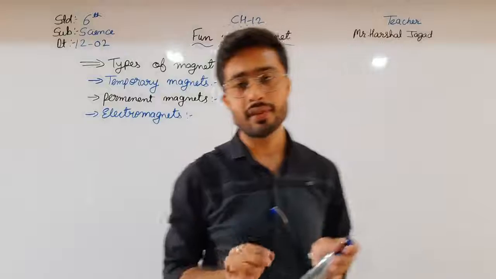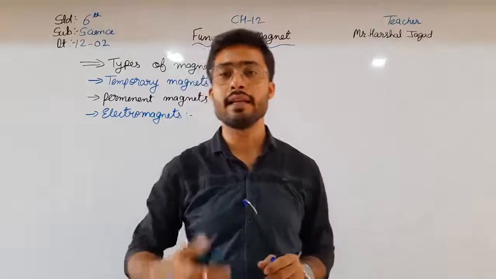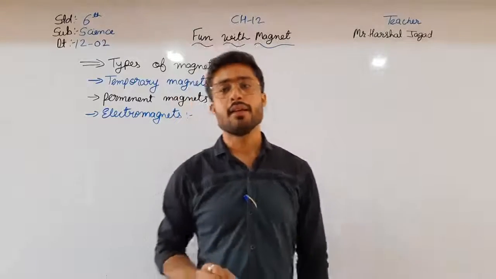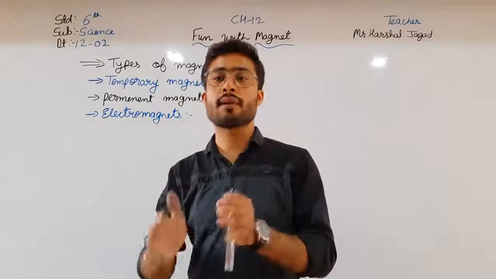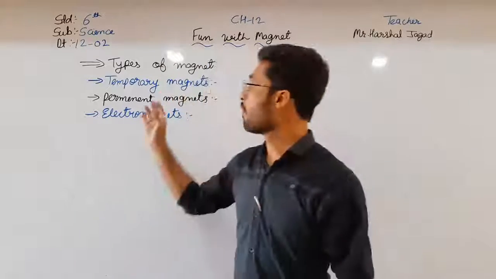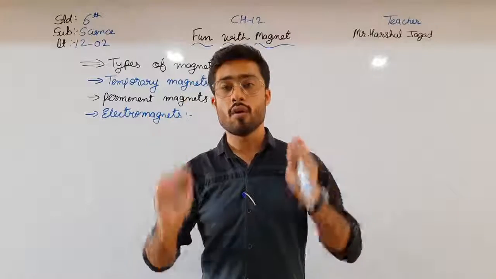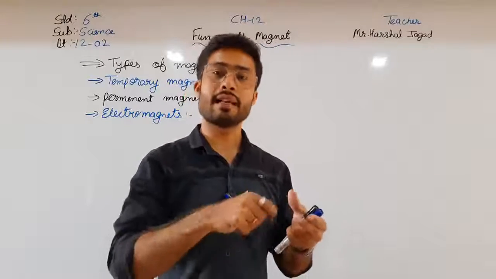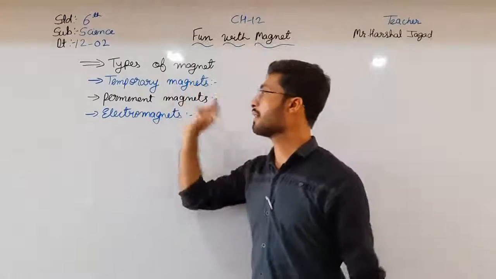In this video we will see the basic things about it, and in detail we will see in the next video. First of all, temporary magnet. We have heard the word temporary, meaning for some time only, not more than that. For some time it is a magnet, after that its magnetism will be over. We have seen a needle: when we rub that needle on a magnet, the needle acts like a magnet. That is a temporary magnet.